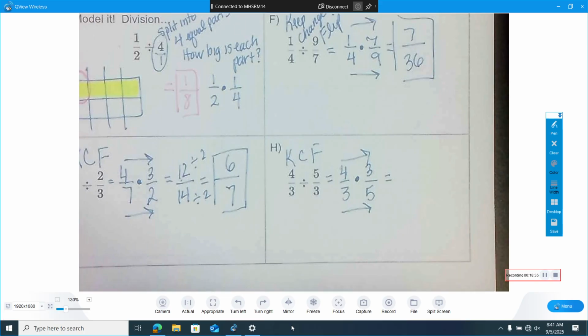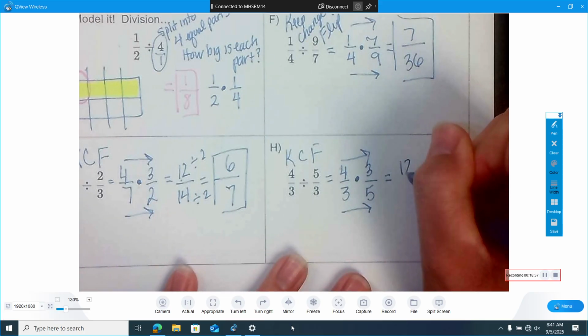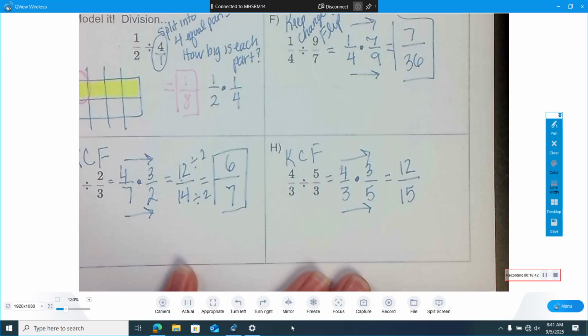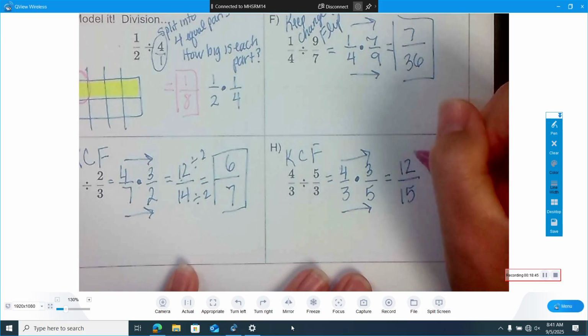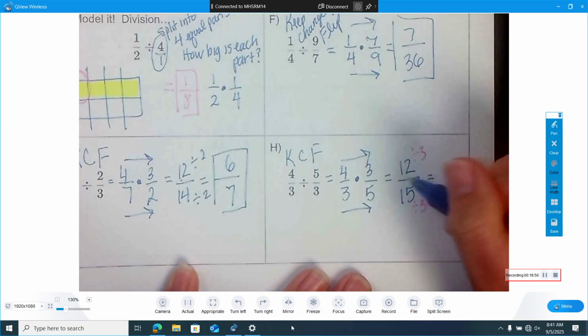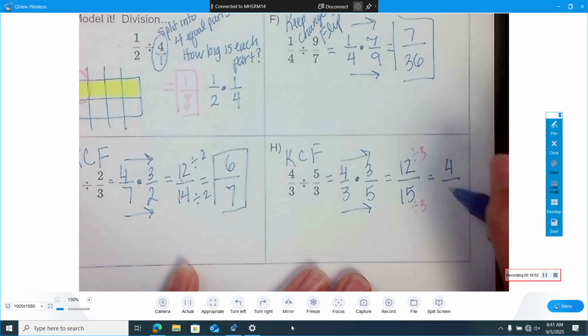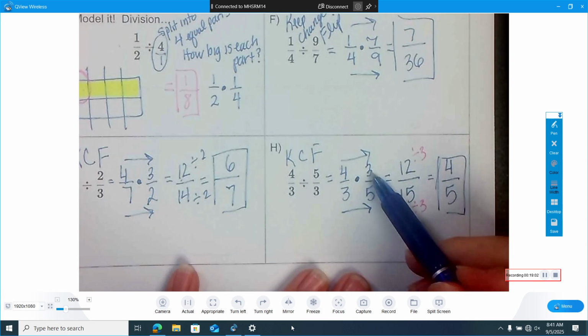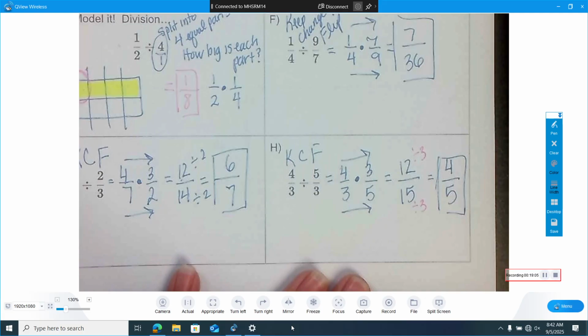We're going to multiply straight across. 4 times 3 is 12, and 3 times 5 is 15. Am I done? No. Can we reduce? Divide by 3. Okay. Don't forget to divide if you can. 12 divided by 3 is 4, and 15 divided by 3 is 5. Wait a minute. I see those numbers over here. Whoa. What? If there's a 3 on top and a 3 on bottom, can they just reduce? Right? Okay.